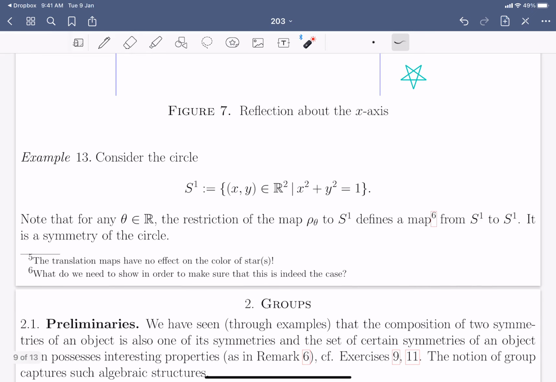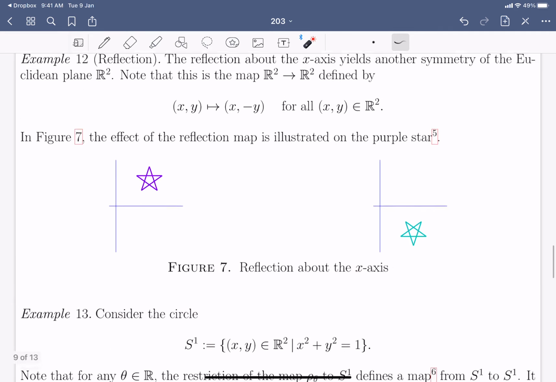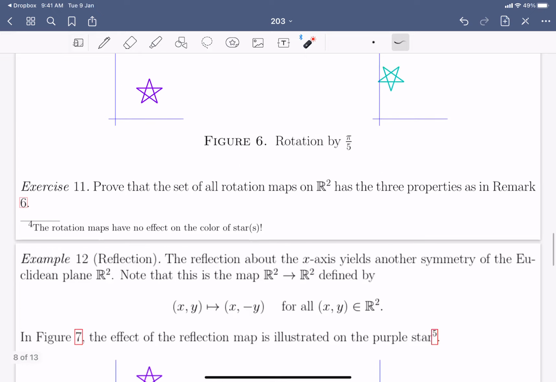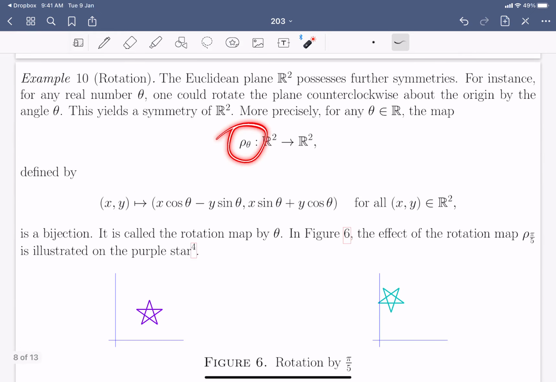There's also something that you can try to look at while discussing rotations. The most natural object that comes to our mind is probably this circle. Then for any real theta, you can look at this rotation by theta map on S1, and we can observe that it defines a map from S1 to S1. I hope I have used the same notation, right? Yeah, so this is the rho theta.